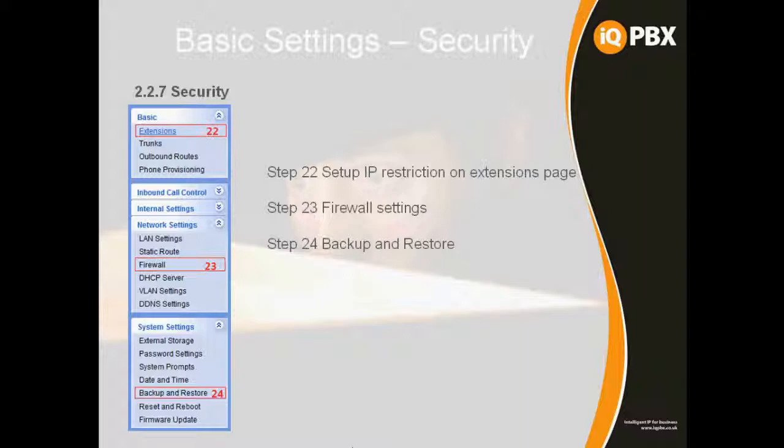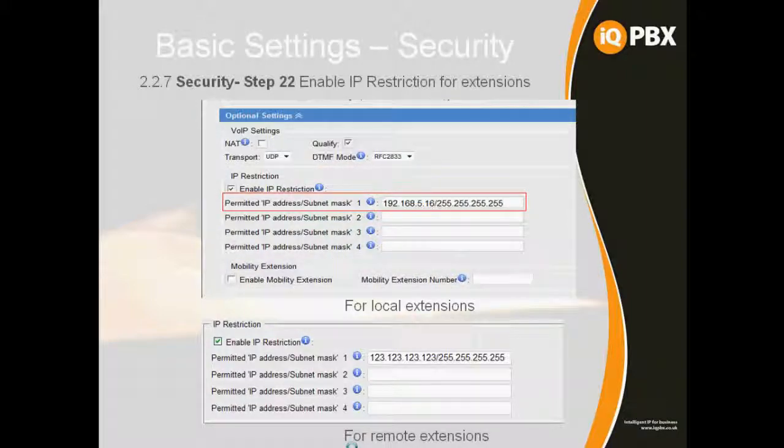So we've already covered the first of these in one of the first WebExes, where we looked at the extension parameters, the optional settings. Here we can set up permitted IP addresses, and when you enable the IP restriction, it means that the IP addresses listed here will be the only IP addresses allowed to log on with this extension's credentials. For example, if this was extension 205, they would be the only IP addresses able to log on as 205.